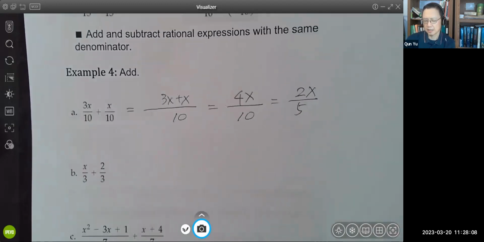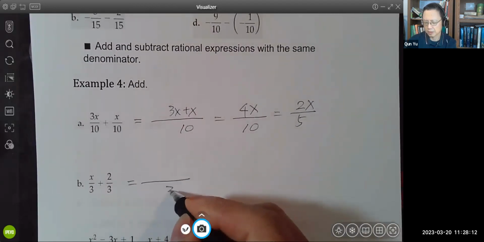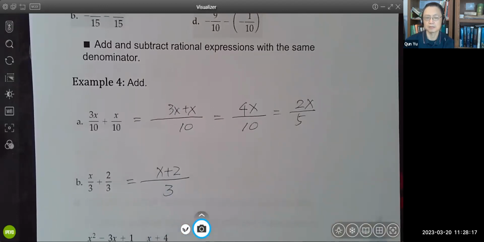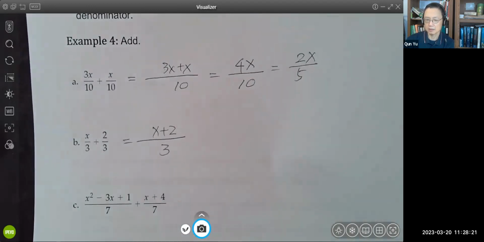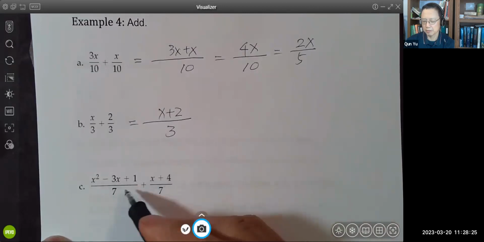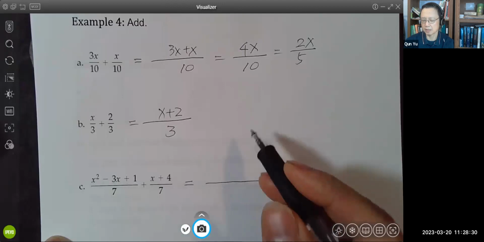And next one, no difference, 3 on the bottom, x plus 1 on the top. And that is our final answer. They cannot be combined. Now, the next one, we got a little bit longer expressions, but we still have the same denominator. So I hope you see all of these examples.